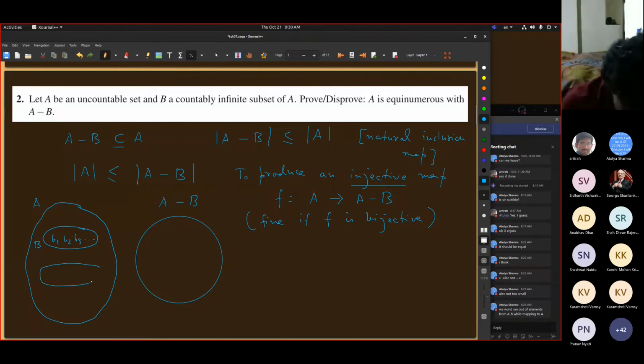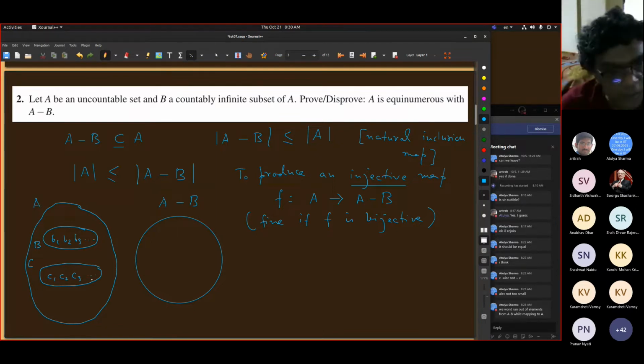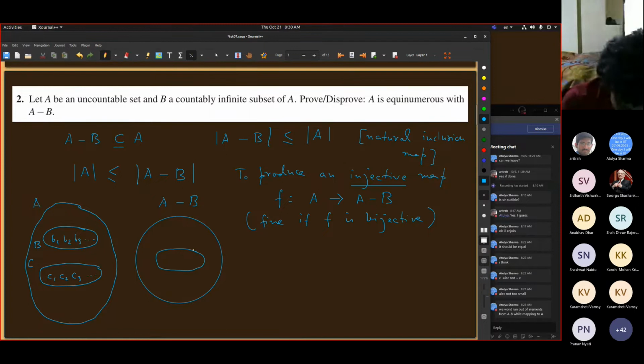So I can scoop out another countable set C1, C2, C3 from A. Whatever remains is still uncountable, but that doesn't matter. So this A minus B does not have this thing, but it has this C set. B is not there. Now this is an infinite number of elements, this is an infinite number of elements, countable although.